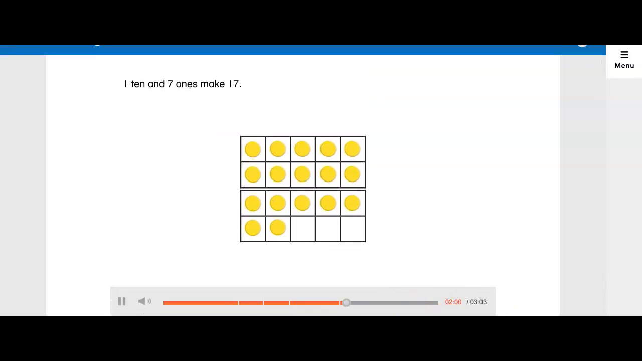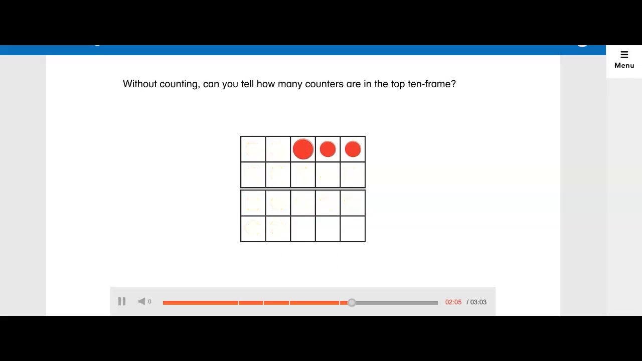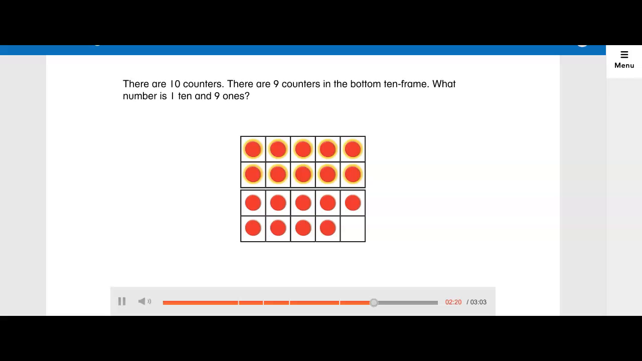One 10 and 7 ones make 17. Without counting, can you tell how many counters are in the top 10 frame? There are 10 counters. There are 9 counters in the bottom 10 frame. What number is 1 10 and 9 ones? 1 10 and 9 ones make 19.